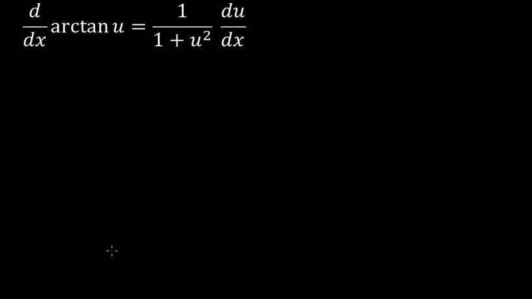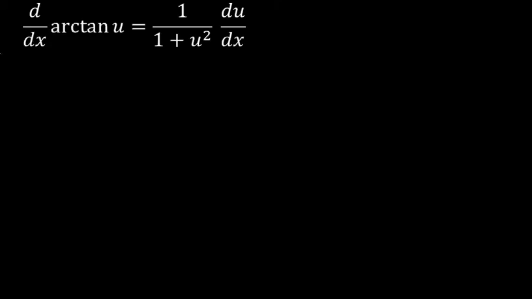Just 2 more to go. The derivative of arctangent u is 1 over 1 plus u squared du dx. You learned that the derivative of arctan x is 1 over 1 plus x squared. So this is a real important derivative because the arctan function is so important, and you'll see why on the other review video that I'll make for you.